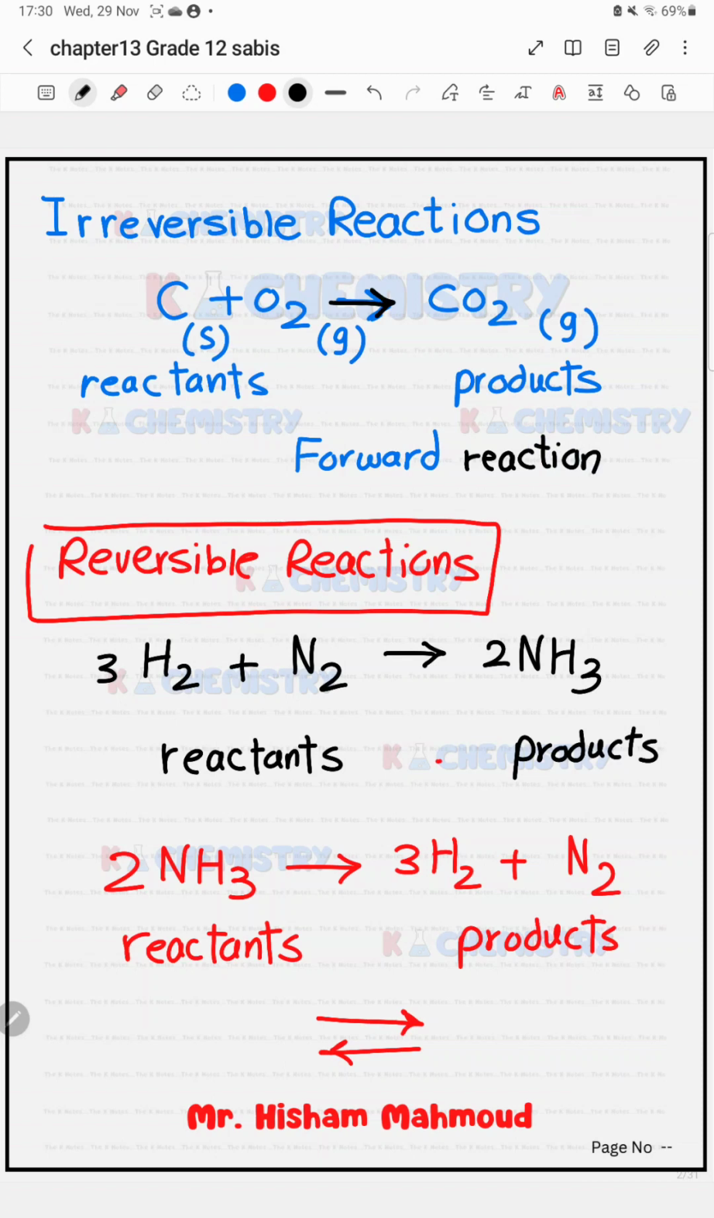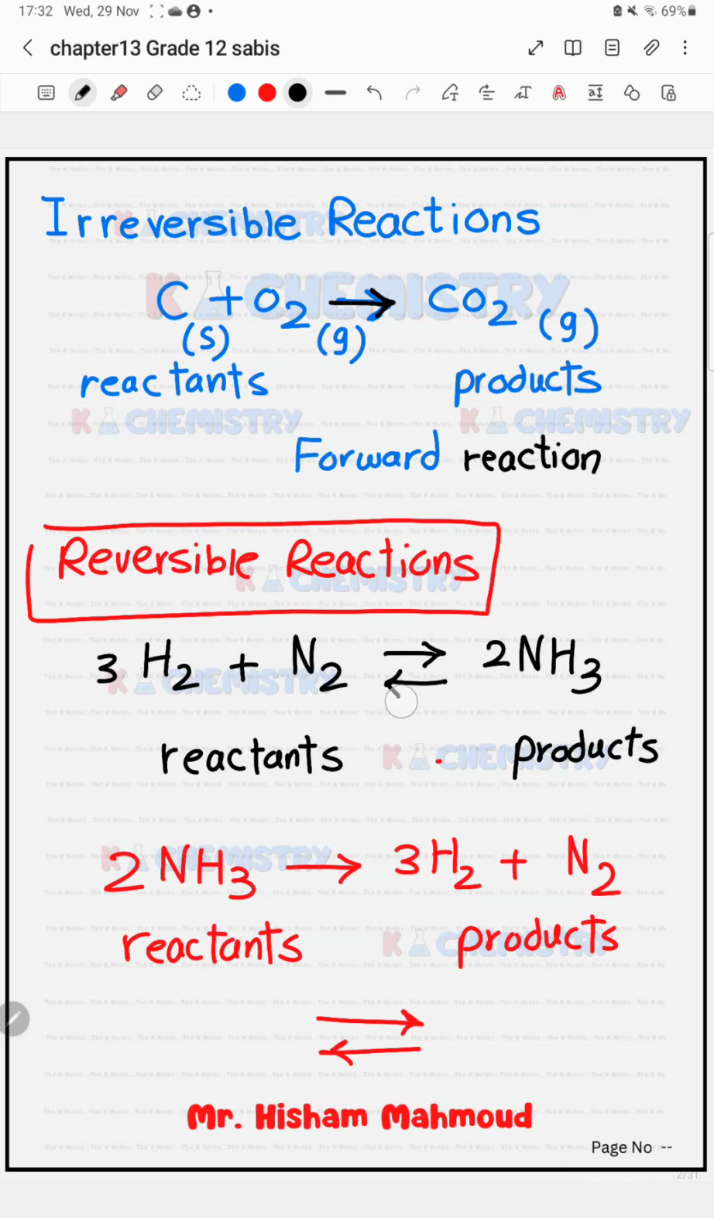Some other reactions are a little bit different. This is the famous reaction between hydrogen and nitrogen to form ammonia. The hydrogen and nitrogen are my reactants, and the ammonia is my product. After the hydrogen and the nitrogen react to form the ammonia, something strange might happen. The ammonia is going to break down back into the hydrogen and nitrogen. So after the ammonia is formed, it will go and form the nitrogen and hydrogen again.